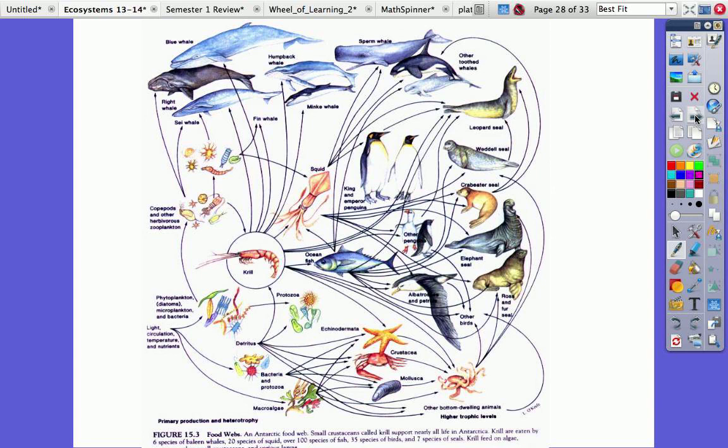This is how complicated some food webs can be. This just shows you all the different things. If you look, first of all, at the krill, it has only 2 things that it actually eats, while all the rest of these are organisms that eat the krill themselves.